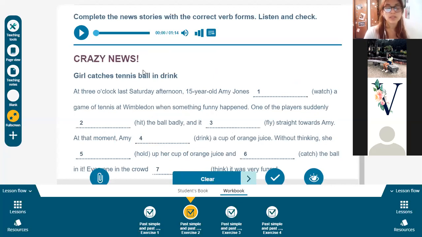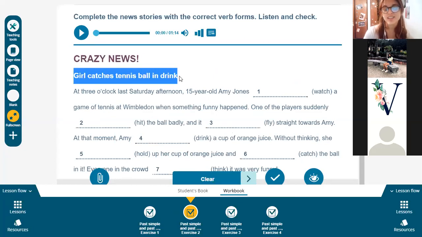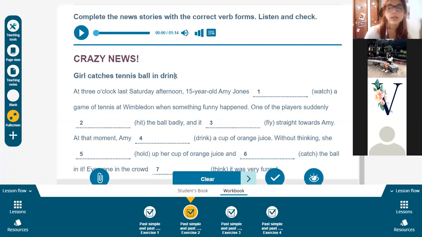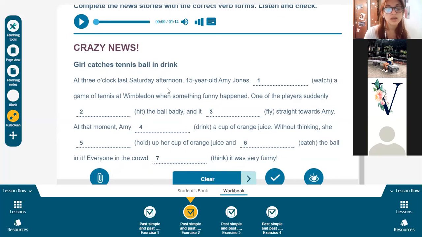Okay, this one is another news story. This one is a piece of news. Well, here we say crazy news. Not any news, it's just crazy news. Girl catches tennis ball in drink. Take a look. This one is a very journalistic style language, right? So when you read a piece of news or the newspaper, the titles or the headings do not take articles, right? So girl catches tennis ball in drink. Let's see what happens. Well, we're going to read.